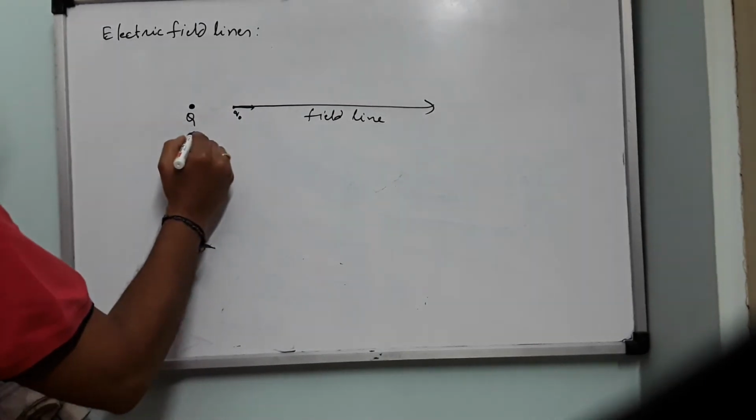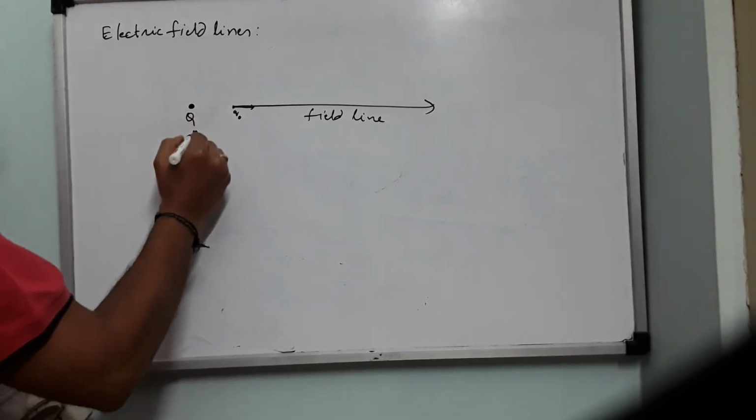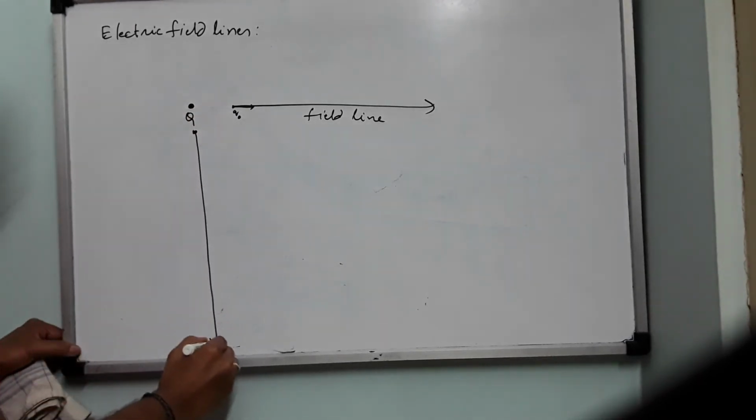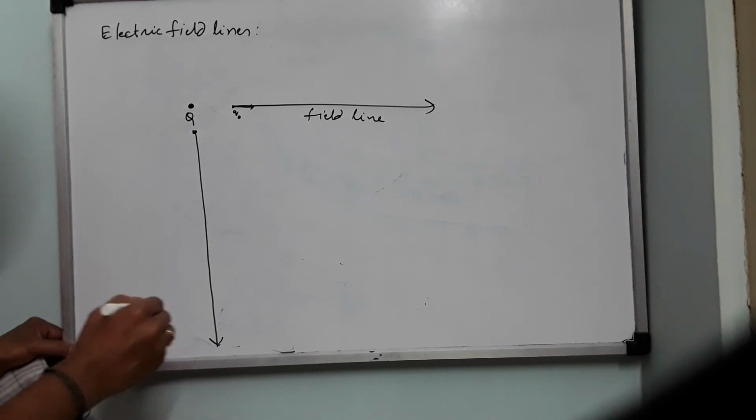Suppose the same Q naught, instead of keeping it over here, I am keeping it here. Then what will happen? It will get a repulsion in this direction and continuously move downwards. It will not move with the same force. It will not move with the same acceleration.